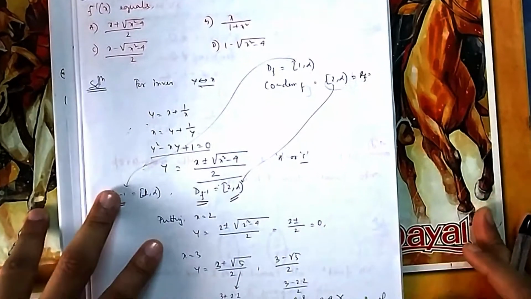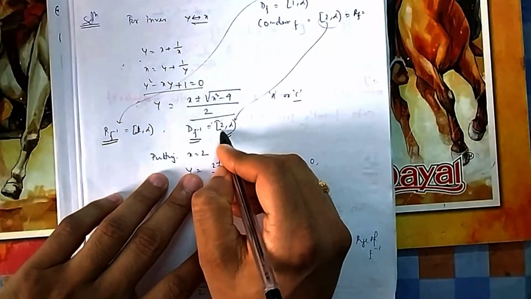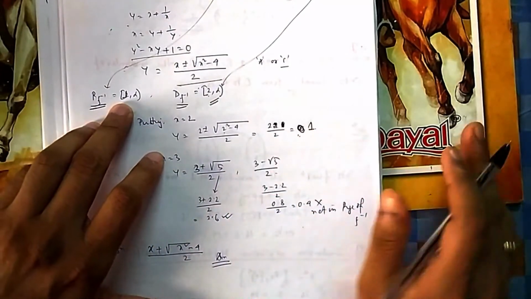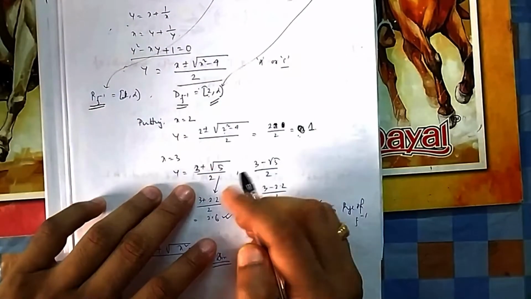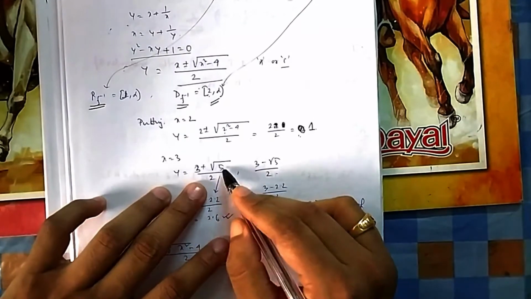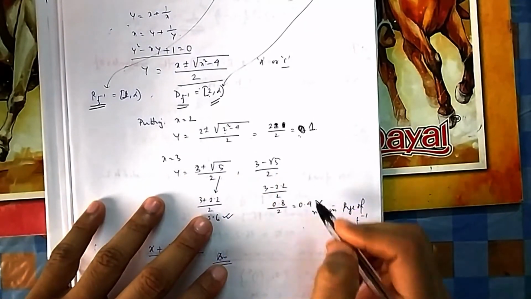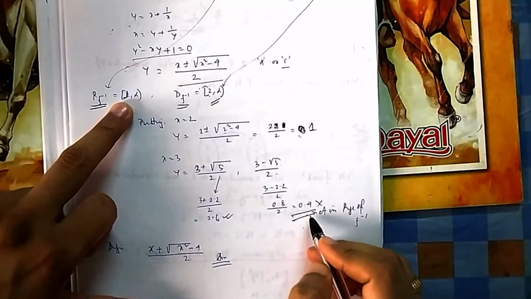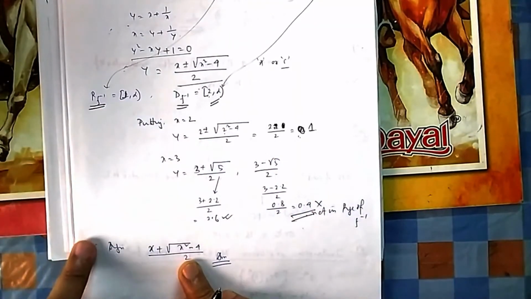Now you start with, I told you, start with the first one. Your domain is from 2 to infinity. If you put 2, this is 1 actually. So 1 is in the range, okay, no issue. Then you check another one, 3. If you give 3 now, it will be 3 plus root 5, or 3 minus root 5. But you can see it is 0.4, which is not in the range. So that's why this will not be the possibility. So plus 1 will be the answer.